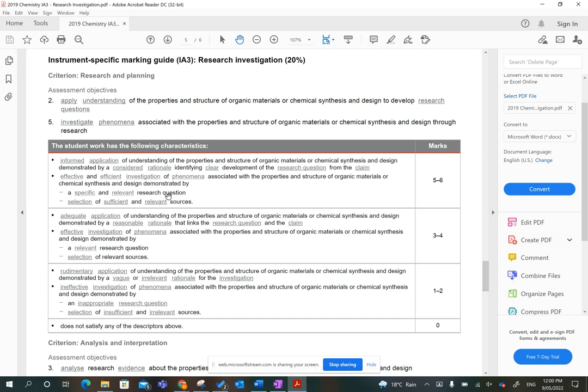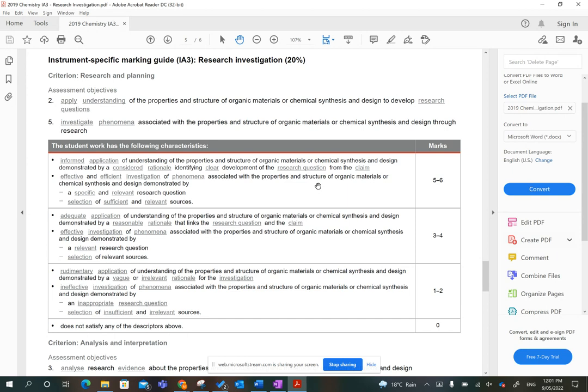So the top point, informed application of understanding of, now this will change whether you're in year 11 or 12, but it'll be the chemical concepts that we're looking at. The important bit is this: demonstrated by a considered rationale identifying clear development of the research question from the claim. So we need to see exactly how you came up with your research question.